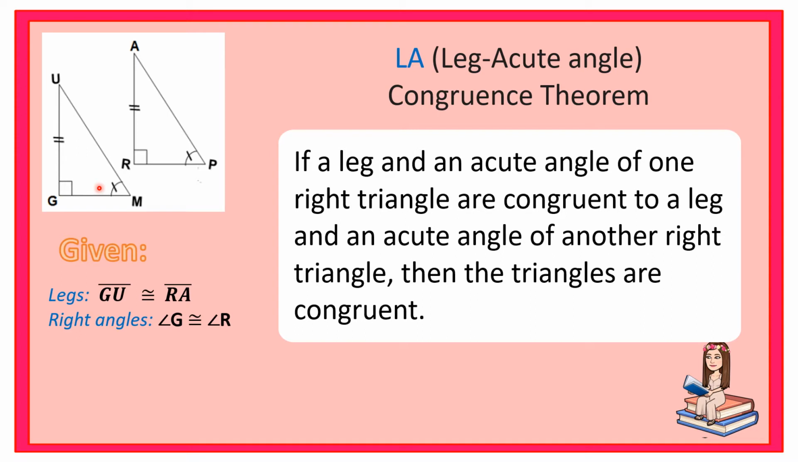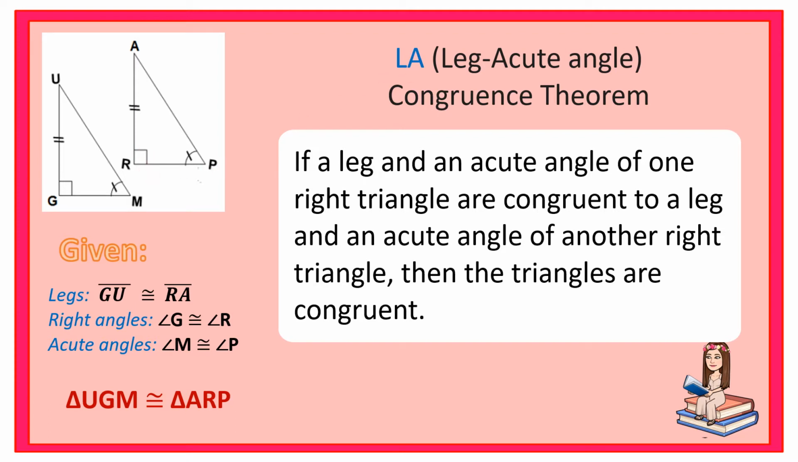which tells us that these two are right triangles. Because take note, this congruence theorems that we are discussing is only applicable for right triangles. So, the right angles G and right angle R tells us that these two triangles are right triangles. And then we have acute angles M and P. They are congruent. So we can say that the two triangles are congruent. Paano, ma'am? Because we have the legs, that's for the L, and the acute angles, that's for the A, which means that these two triangles UGM and triangle ARP are congruent by LA theorem.